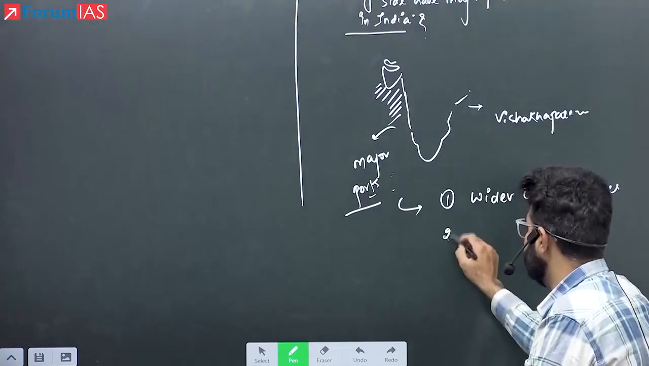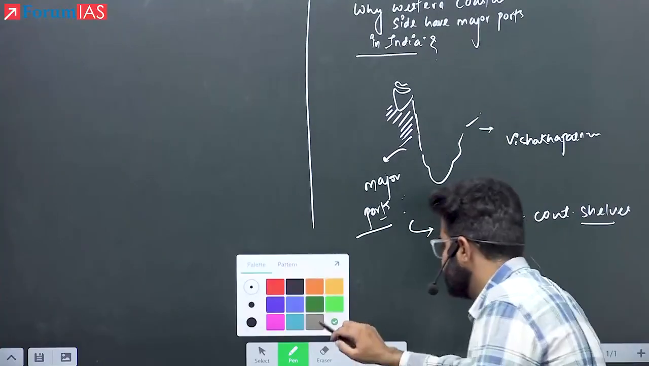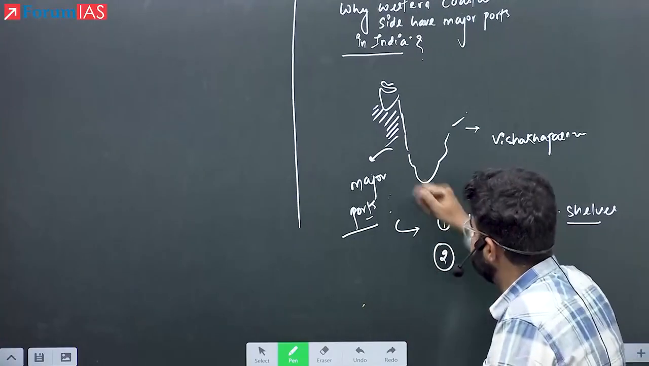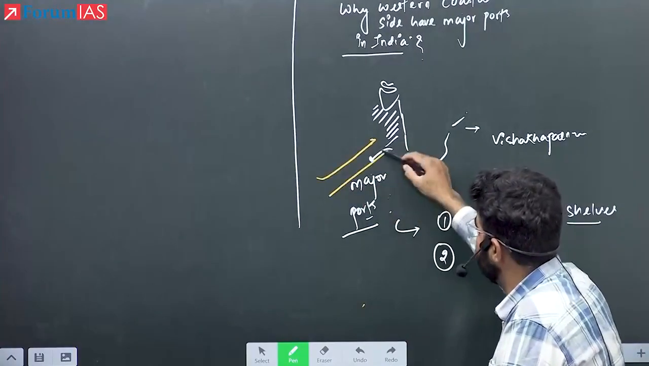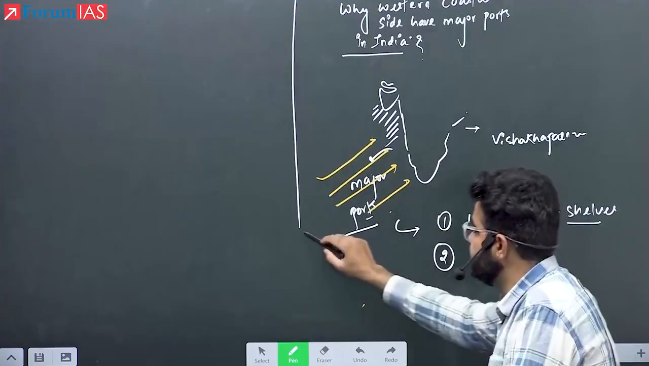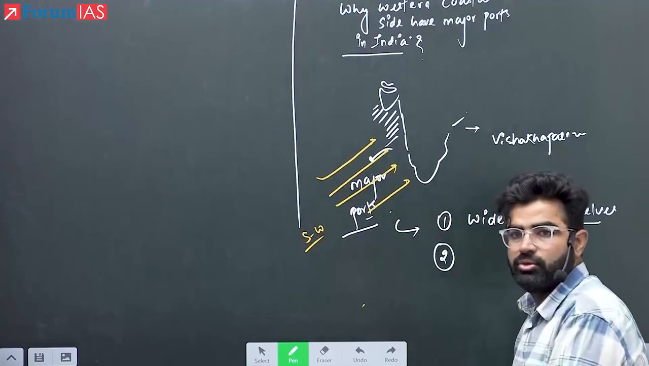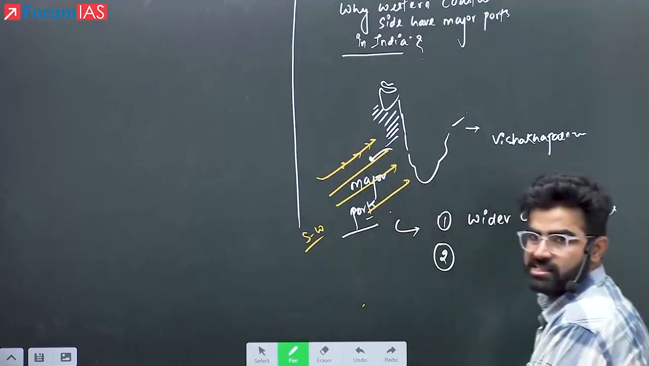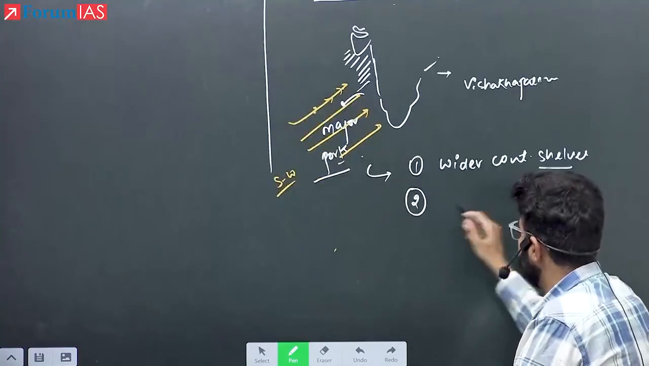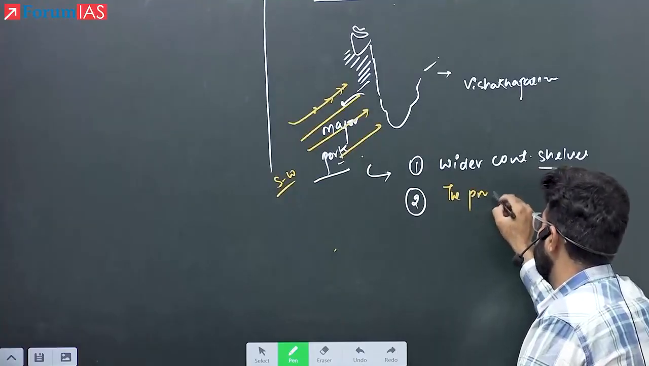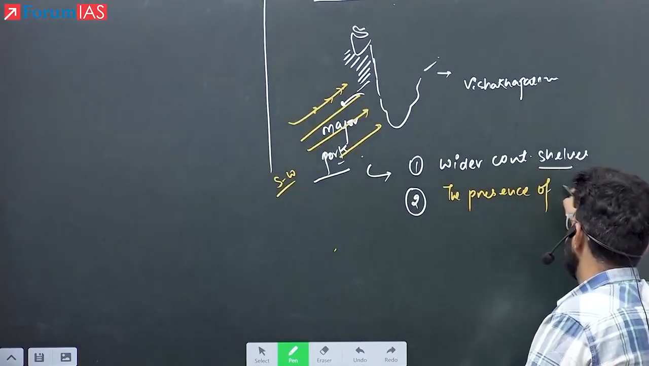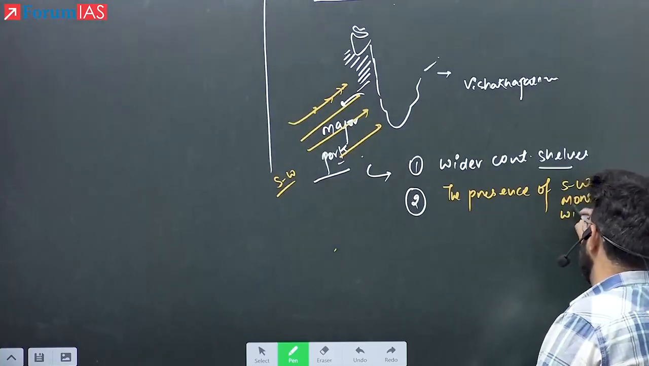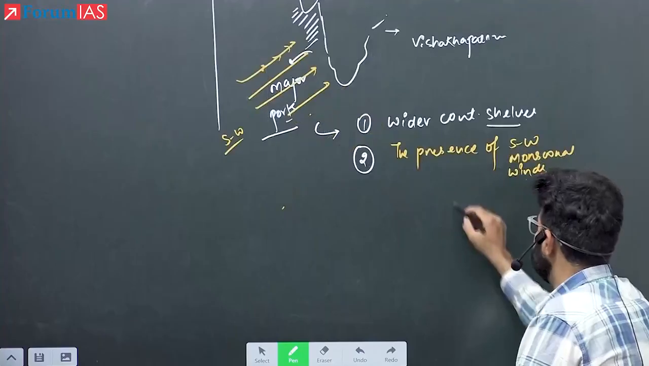Then what is the second reason? The second reason is, see here, the southwest monsoon. You will learn about this southwest monsoon in Indian geography. It will come from here, in this way. These are nothing but moisture-loaded winds. They will support navigation on the western side, yes or no? So write down the presence of southwest monsoonal winds which support navigation.